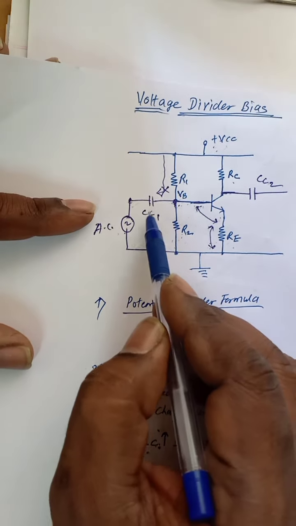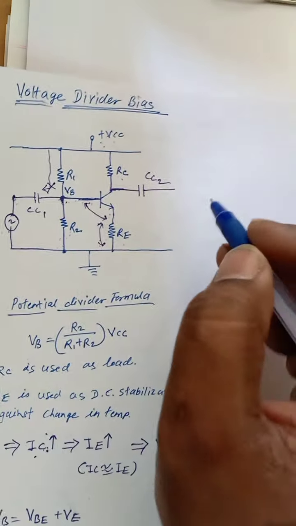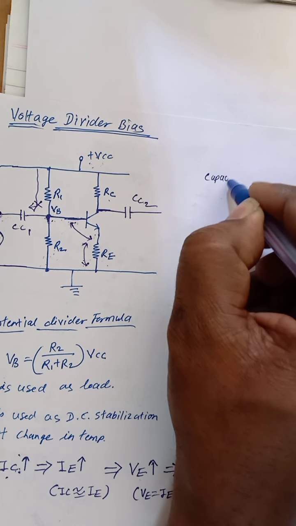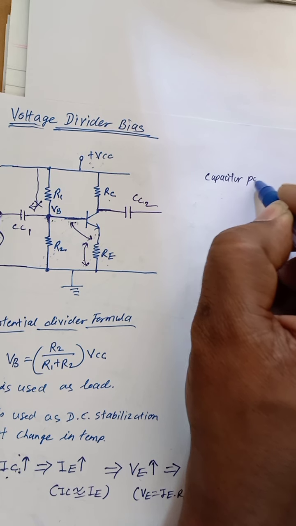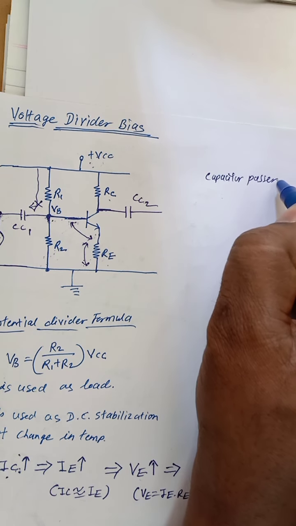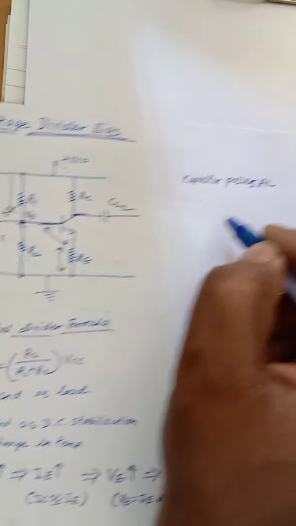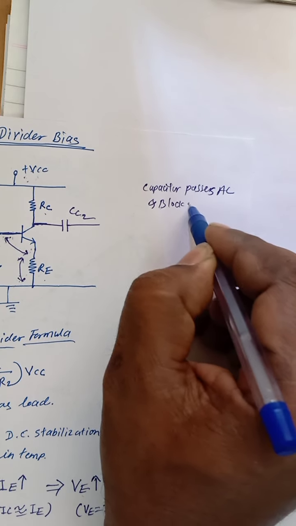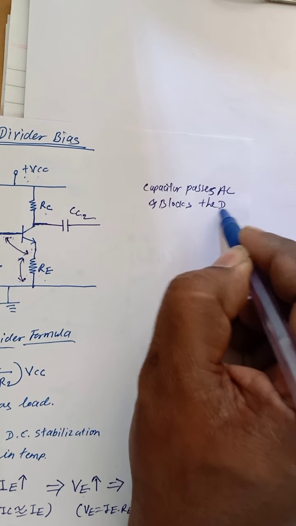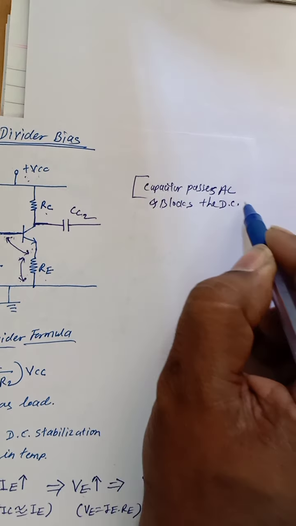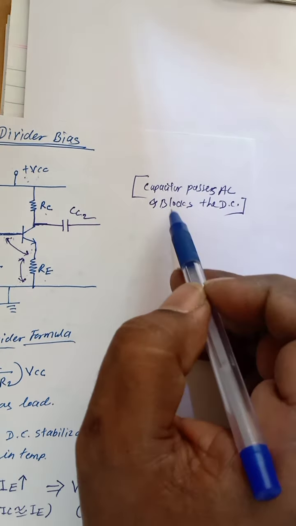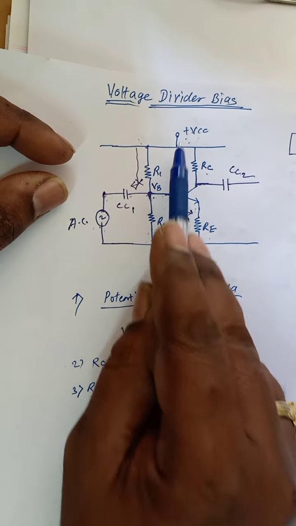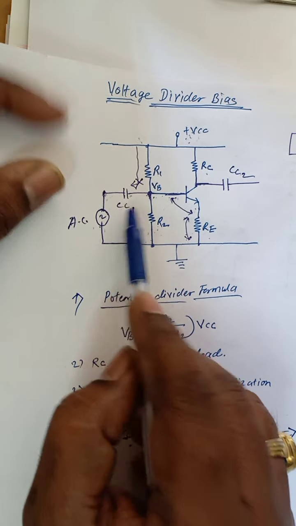So keep in mind that a capacitor passes AC and blocks the DC. Okay, this is the most important point about the capacitor. This capacitor passes AC and blocks the DC. If it is a DC voltage, it blocks it.